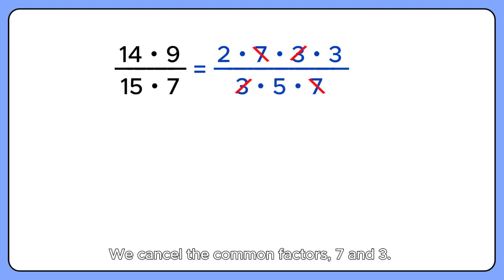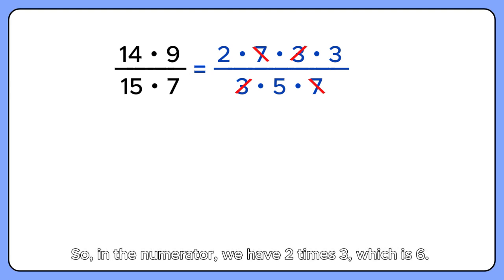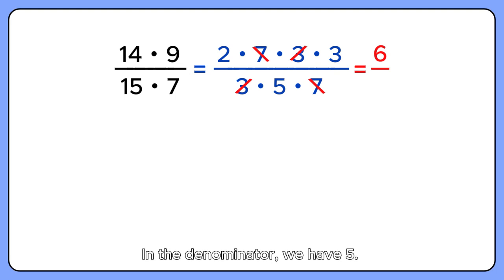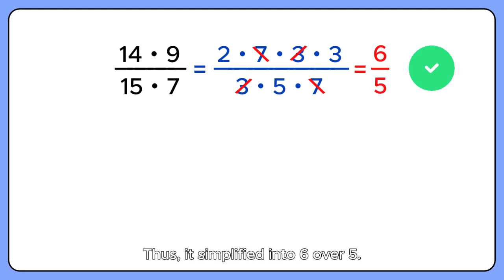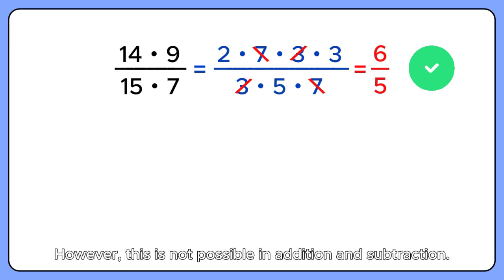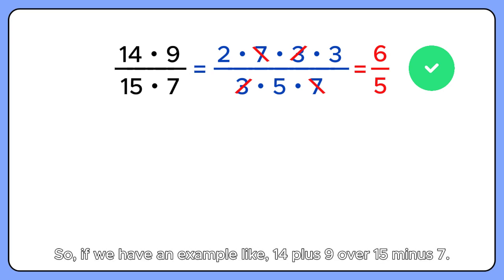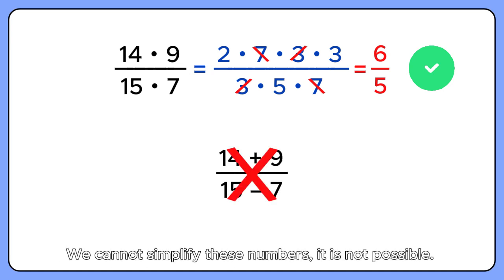We cancel the common factors, 7 and 3. So in the numerator, we have 2 times 3, which is 6. In the denominator, we have 5. Thus, it's simplified into 6 over 5. However, this is not possible in addition and subtraction. So if we have an example like 14 plus 9 over 15 minus 7, we cannot simplify these numbers.